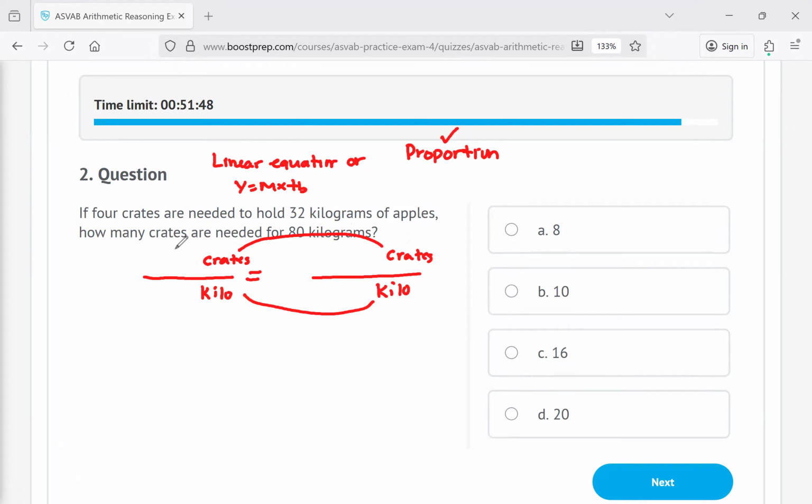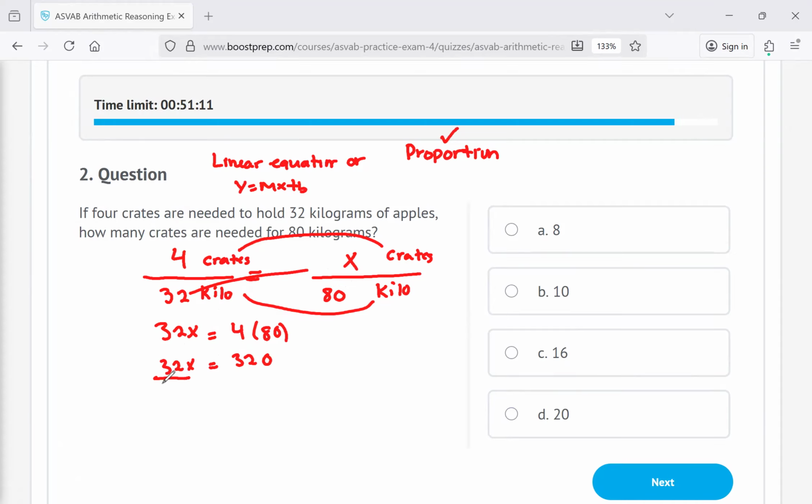If we have 4 crates to hold 32 kilograms, so 32 here. How many crates are needed? That is our unknown, so we'll call that X, for 80 kilograms, so put 80 here. Then all you got to do is cross multiply. So 32 times X is 32X equals 4 times 80. I know that 8 times 4 is 32. Carry the 0.